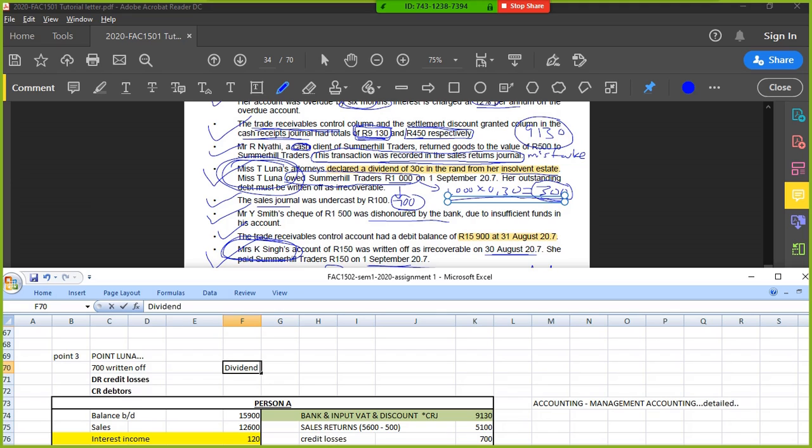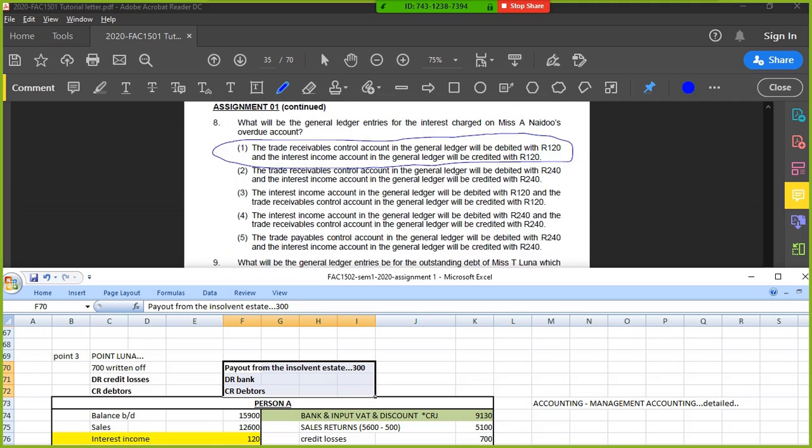Dividends from the estates. Or let me just say payout. Payout from the insolvent estates, 300. What are you going to do? Debit bank, credit debtors, 300. So there's what we're looking for. Right, so let's go choose an option.